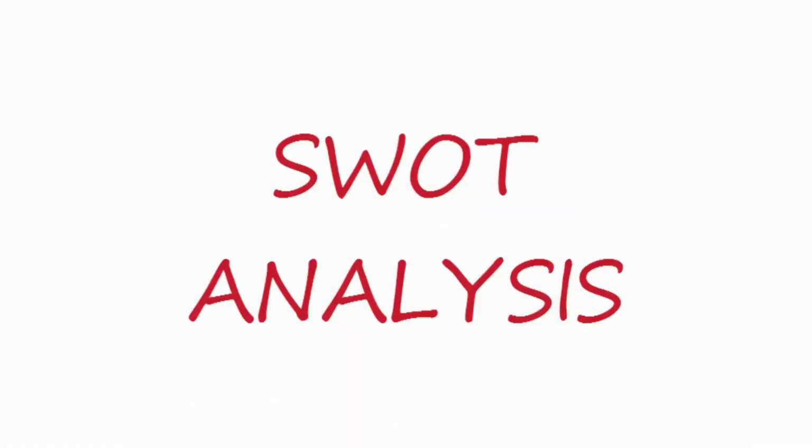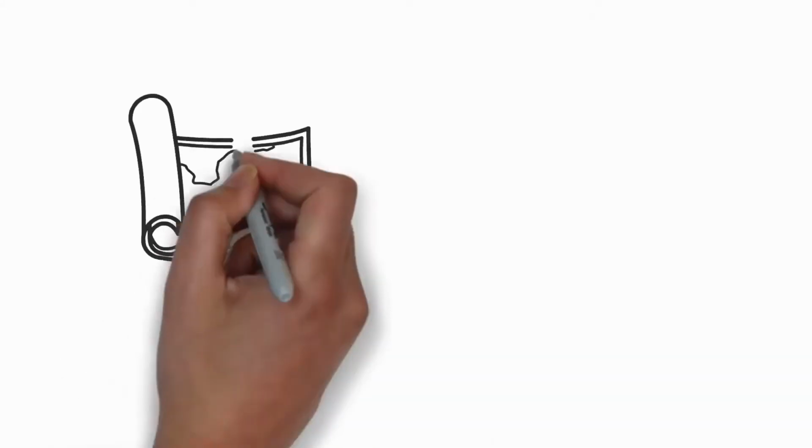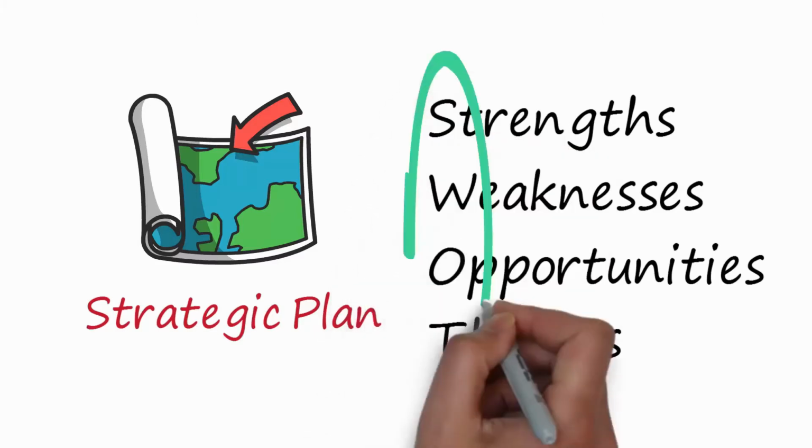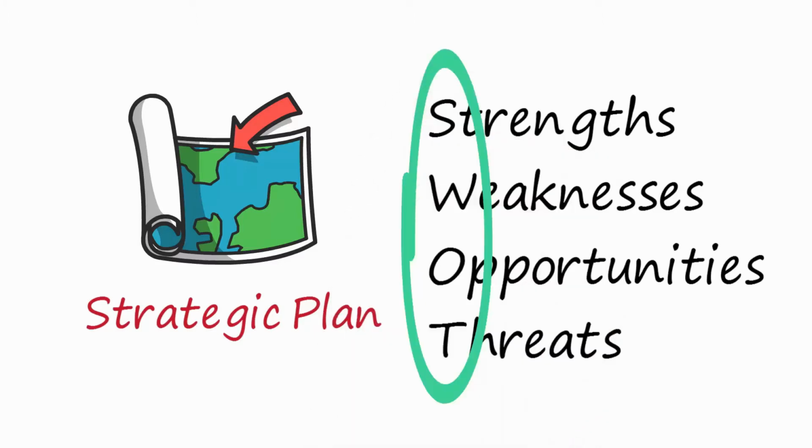I am going to explain how to conduct a SWOT analysis step by step. SWOT analysis is a key tool to develop a strategic plan. SWOT is the acronym for strengths, weaknesses, opportunities, threats. Normally, strengths and weaknesses are labeled as internal factors. Opportunities and threats are labeled as external factors.